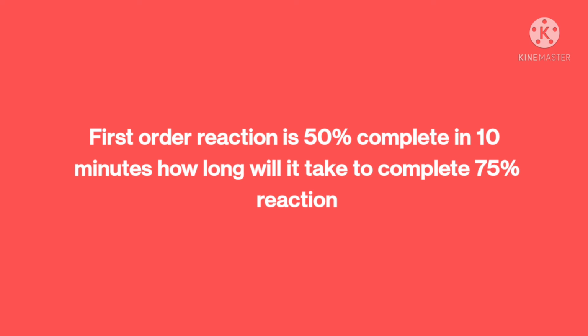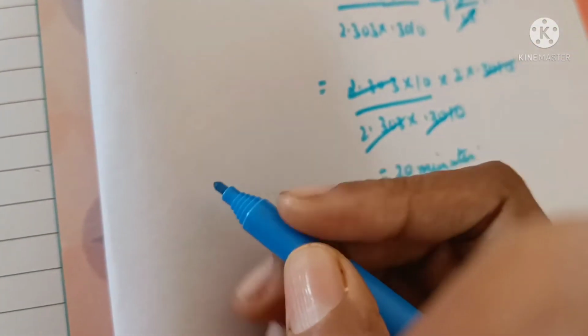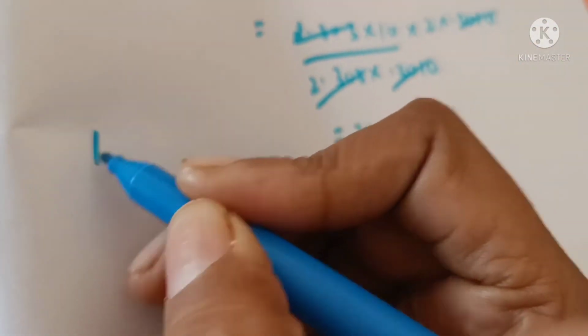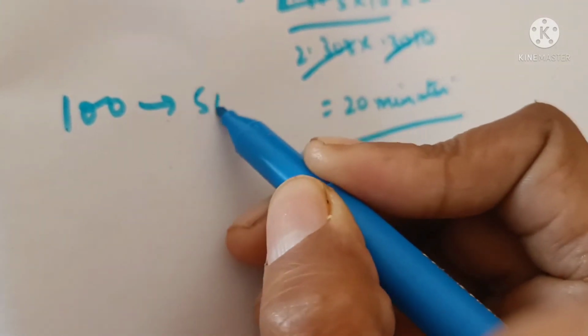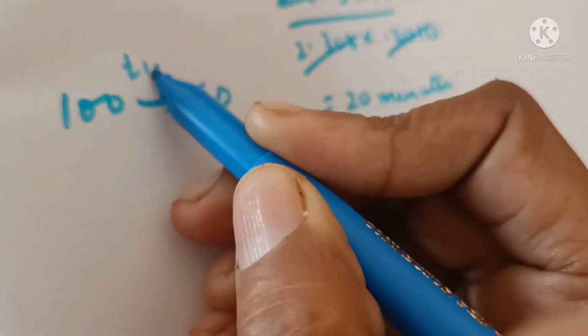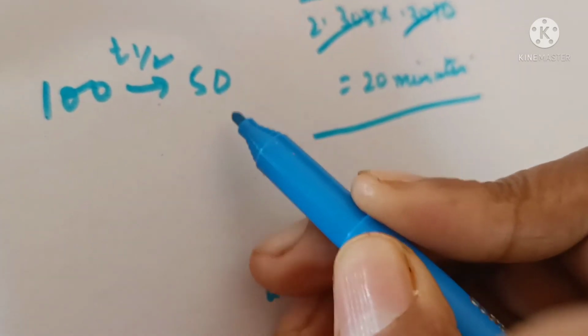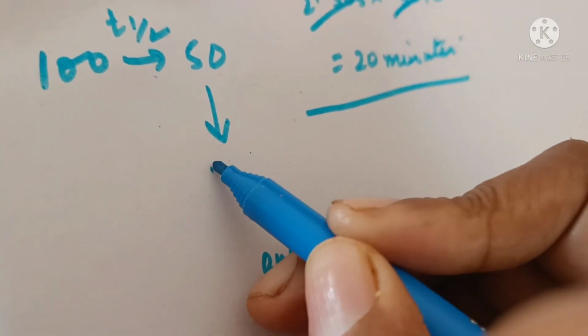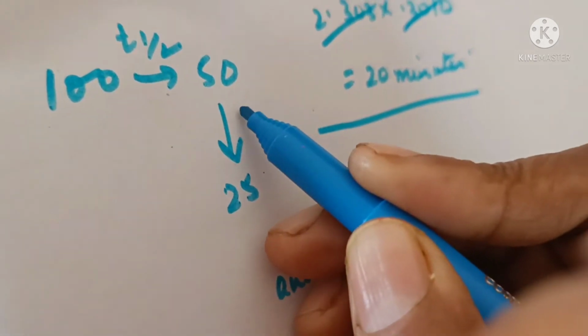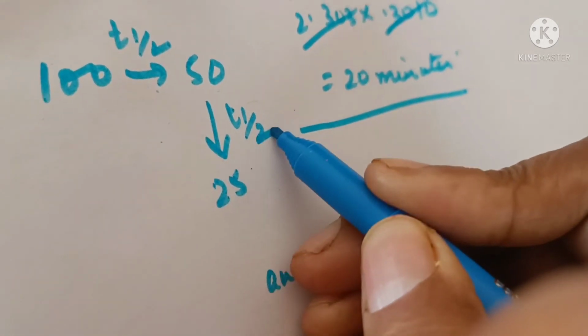First order reaction is 50% complete in 10 minutes. How long will it take to complete 75% reaction? Let initial concentration be 100%. So when it's converted to 50%, the time taken is t half. But when 50% is converted to again half of its value, that is 25%, time taken is another t half.